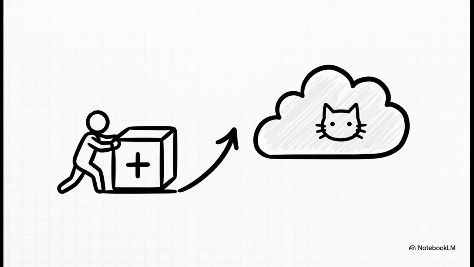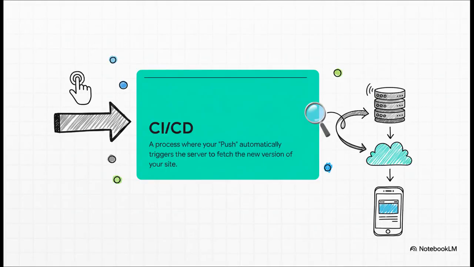So when you've made some changes and you're ready to update the live website, you don't manually upload anything. Nope. Instead, you just push your new code to an online storage space for your code, a repository, like the super popular one, GitHub. And this is where the magic happens. That push you just did automatically triggers a process called CI/CD. That stands for Continuous Integration and Continuous Deployment.